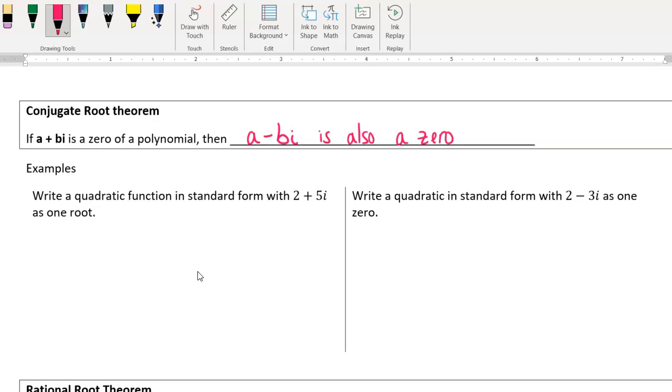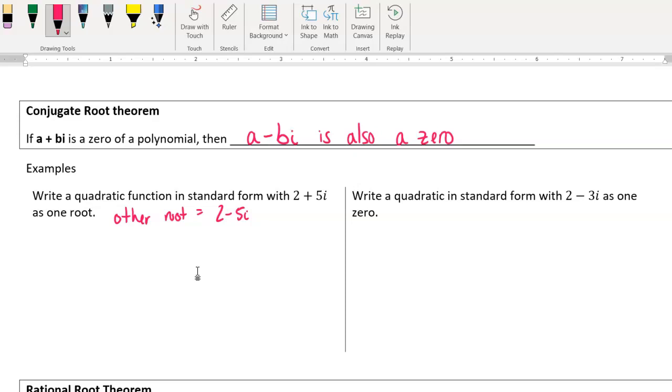So let me take this first example. It says write a quadratic function in standard form with 2 plus 5i as one of the roots. So they gave us 2 plus 5i as a root. That means the other root is its conjugate, 2 minus 5i. Now, if you're wondering what the word root means here, it's just another term for a 0. Root and 0, those terms are interchangeable.